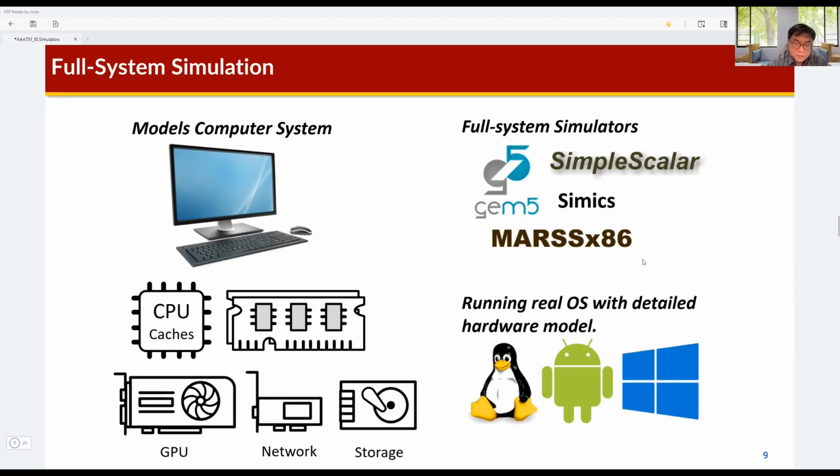So with this full system mode, like virtual systems in VirtualBox, you can attach a file system, and then you can run an operating system with this full system mode of gem5. It's very similar to VirtualBox, like virtual systems.